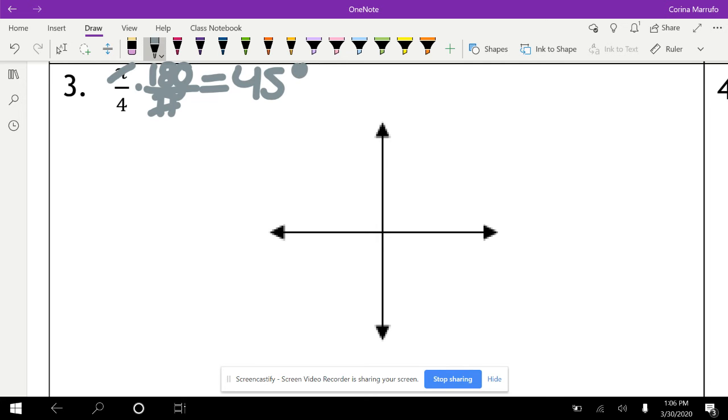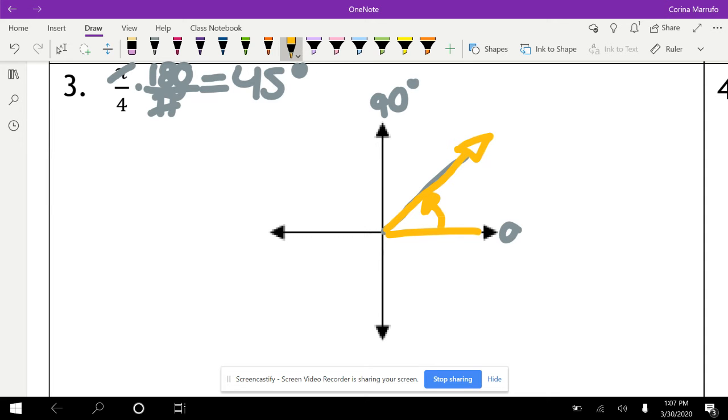From here, I'm going to label these. This would be 0, this would be 90. 45 would land right here between 0 and 90, so it would land in the first quadrant. This is our angle right here. And we need to give one positive and one negative coterminal angle.